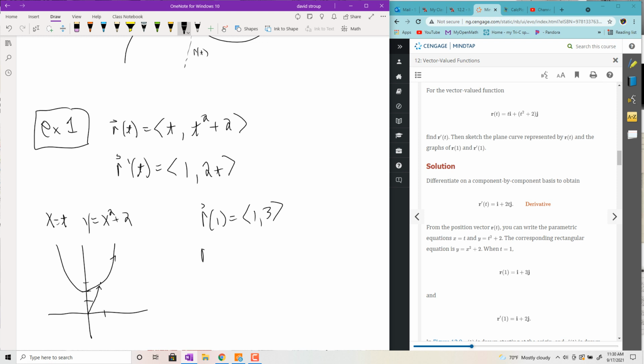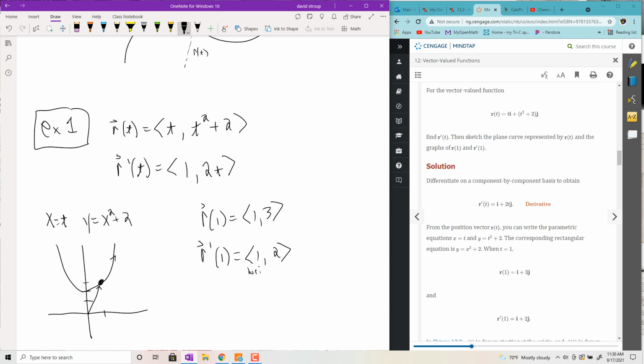And then r prime of 1 will be the tangent vector at that point. All right, so that would be 1, 2. So how do I draw that? Well, I'm going to start at this point here at 1, 3. I'm going to go to the right by this amount, so maybe I should write horizontally by 1.